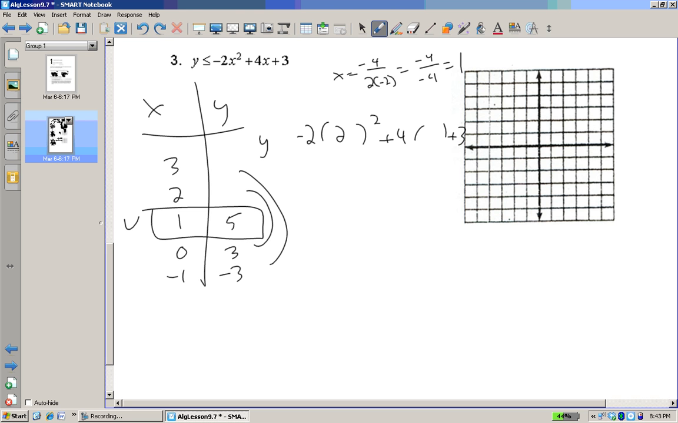Now 2 squared is 4. 4 times 2 is 8. Negative 2 times 4 is negative 8. Negative 8 plus 8 is 0, plus 3 is 3. So you notice the symmetry is holding. This is good. And this will be negative 3. So we have negative 1, negative 3, 0, 3, 1, 5, 2, 3, and 3, negative 3.